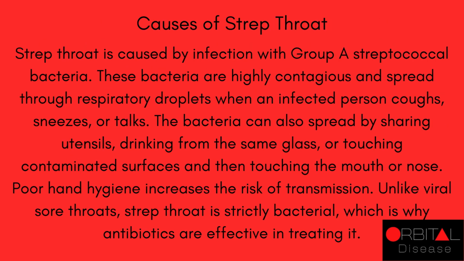Causes of strep throat. Strep throat is caused by infection with group A streptococcal bacteria. These bacteria are highly contagious and spread through respiratory droplets when an infected person coughs, sneezes, or talks. The bacteria can also spread by sharing utensils, drinking from the same glass, or touching contaminated surfaces and then touching the mouth or nose. Poor hand hygiene increases the risk of transmission. Unlike viral sore throats, strep throat is strictly bacterial, which is why antibiotics are effective in treating it.